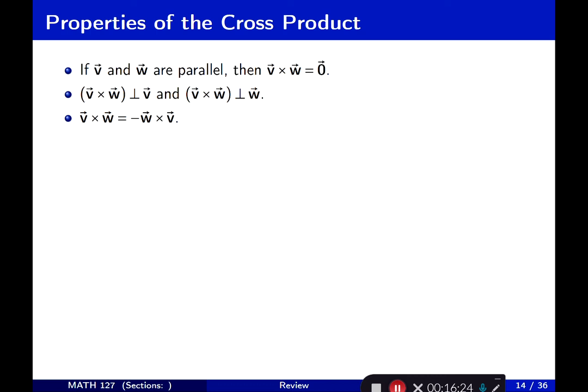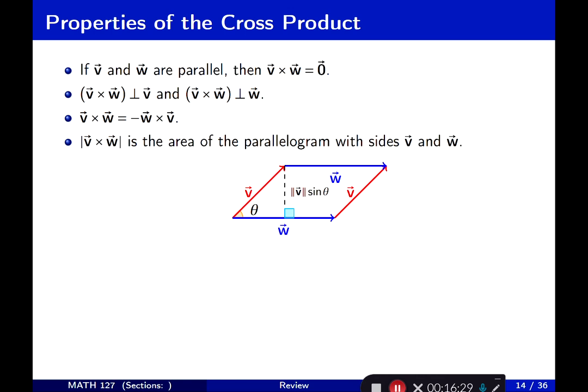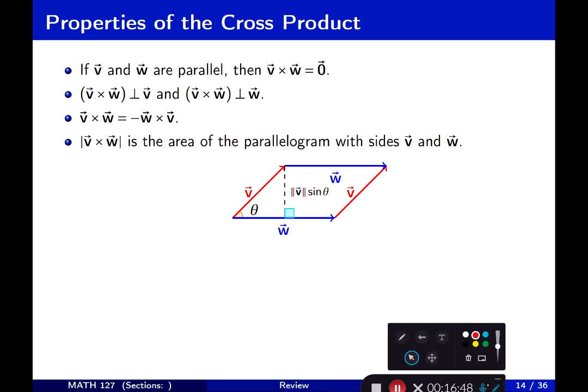If you change the order, v cross w becomes minus w cross v. And then the other interesting part is that the magnitude of v cross w is the area of the parallelogram with sides v and w. So the magnitude of v cross w is the area of this parallelogram, basically.